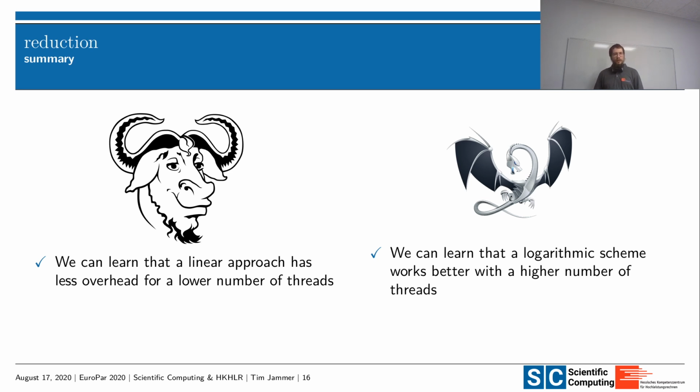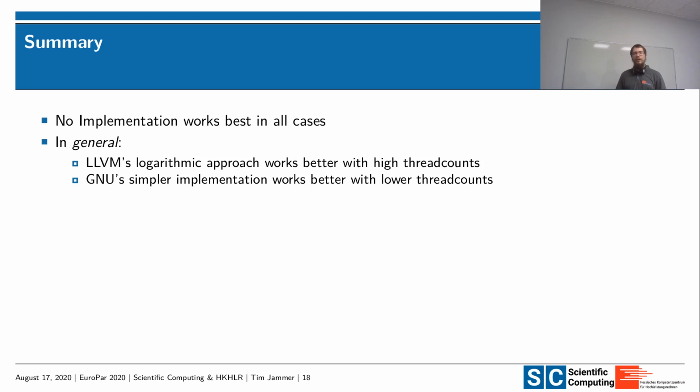So here it might be a good idea to combine these two implementations, where, for example, first a GNU-like linear approach is used in order to reduce the values inside a single NUMA node, and then we utilize a tree scheme in order to combine the values from the different NUMA nodes. So in summary, there is no implementation that works best in all cases. In general, you could say that the LLVM often utilizes logarithmic approaches, and this works better with higher thread counts. But the GNU implementation often utilizes a simpler linear approach, but this works better with lower thread counts as there is less overhead introduced in some cases.